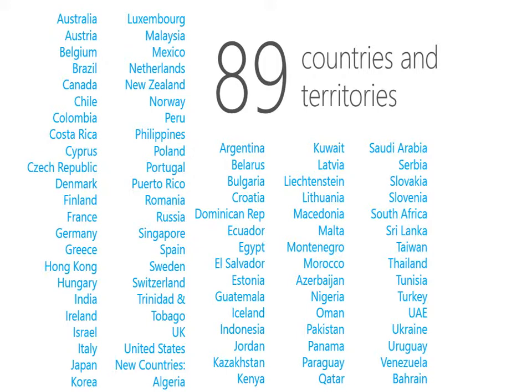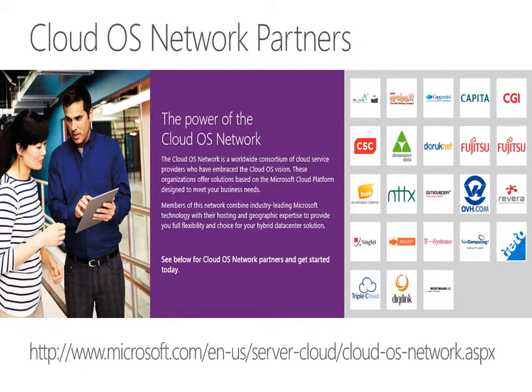If you have a need to scale public cloud applications as part of your hybrid strategy, public cloud resources beyond either these 89 countries and territories, or if you have particular requirements that may require you to use a local partner in some of these countries where we perhaps don't have a local data center footprint today, that's where our Cloud OS network of service provider partners comes in.